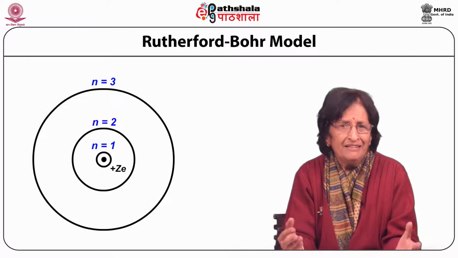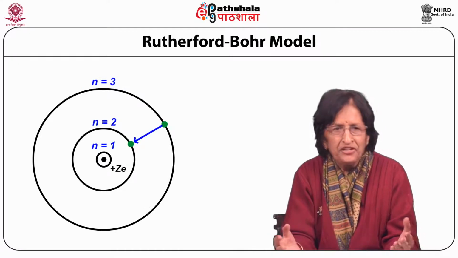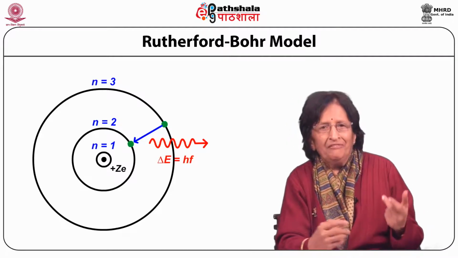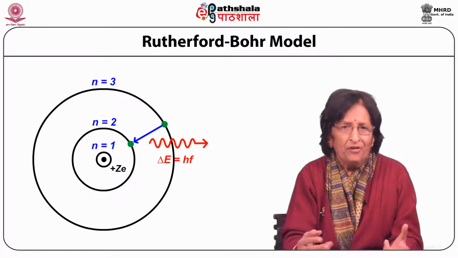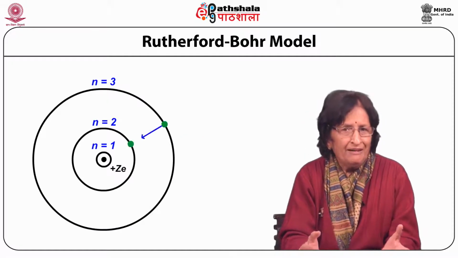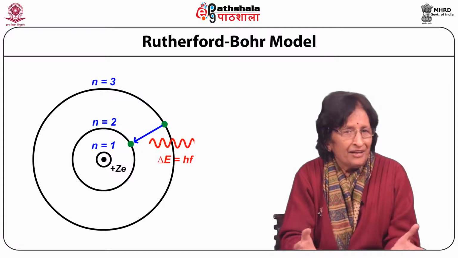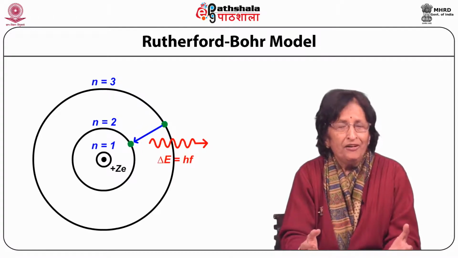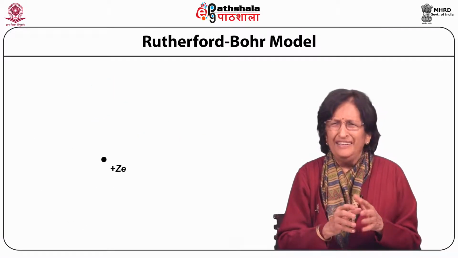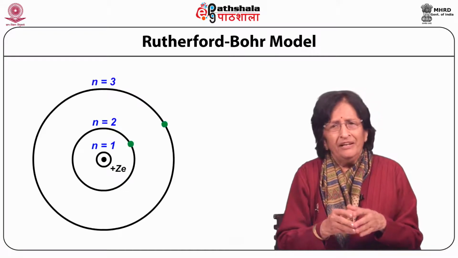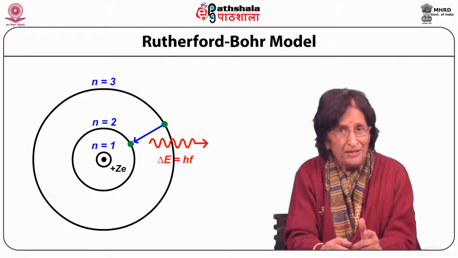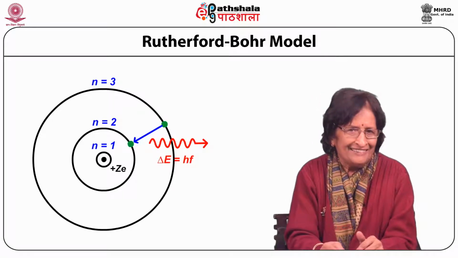The first model which really correlated the spectrum with the atomic structure was basically an extension of Rutherford's model by Bohr. That's why it was called the Rutherford-Bohr model. It was Niels Bohr in 1913. He modified Rutherford's model. This model was also based on Planck's quantum theory of radiation.